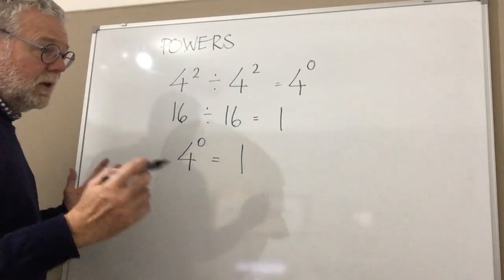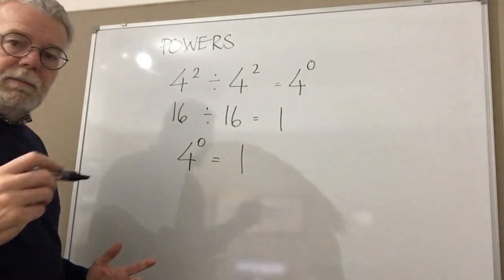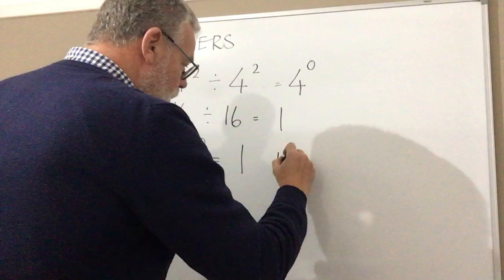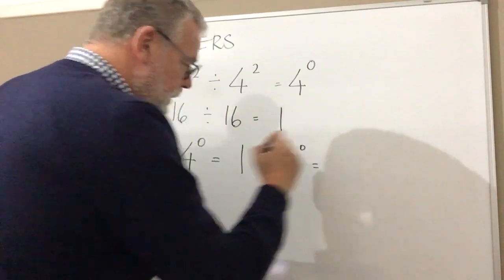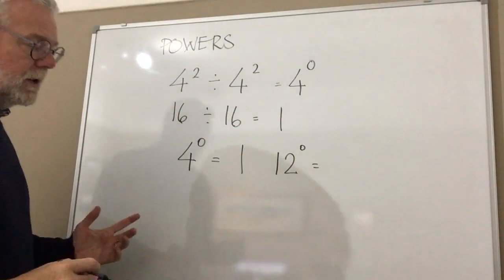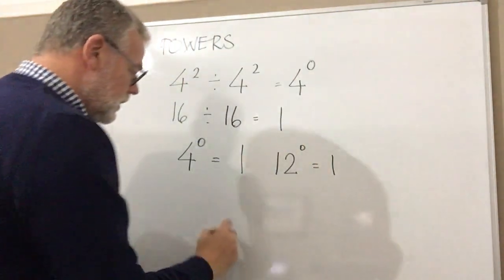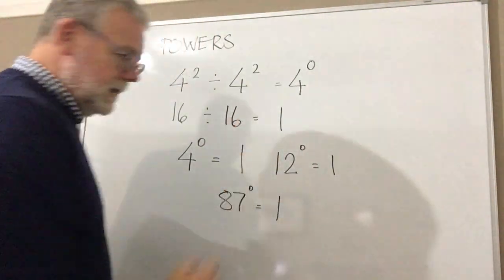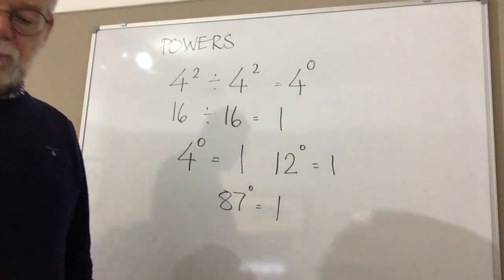And what we've actually learnt is any number to the power 0, it doesn't matter what it is, is 1. So if I said to you, what is 12 to the power 0? 12 to the power 0 is 1. What's 87 to the power 0? The answer is 1. And that'll do us for now.